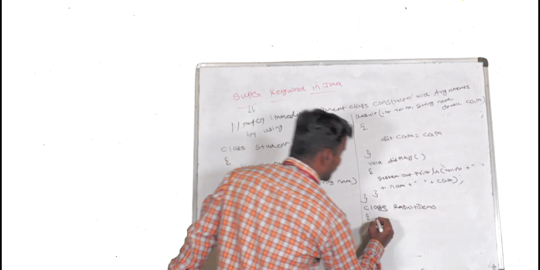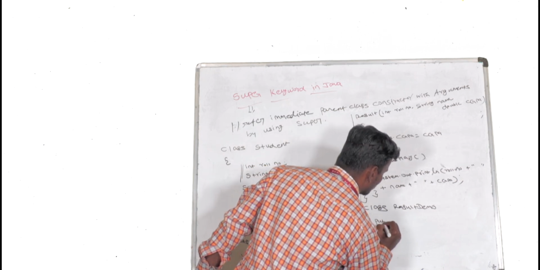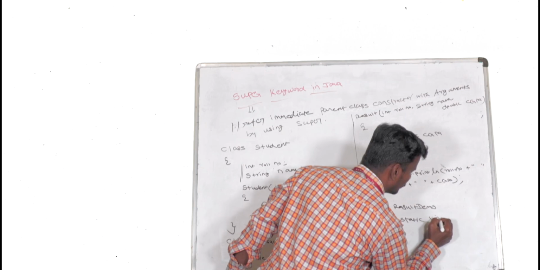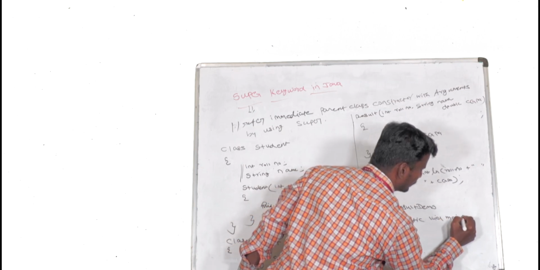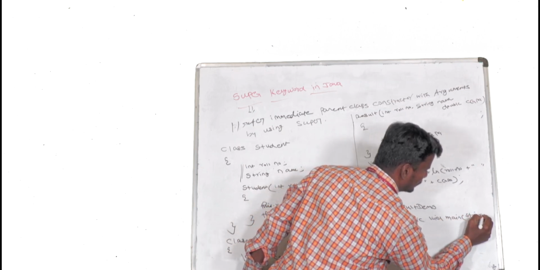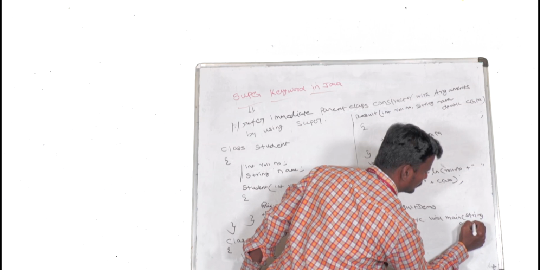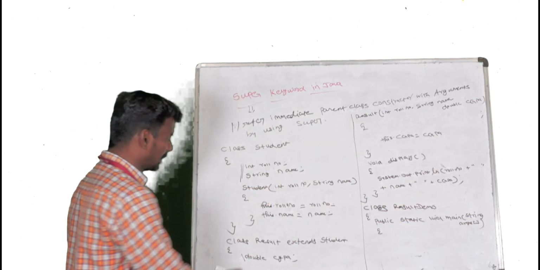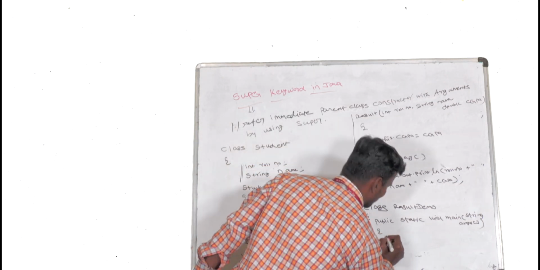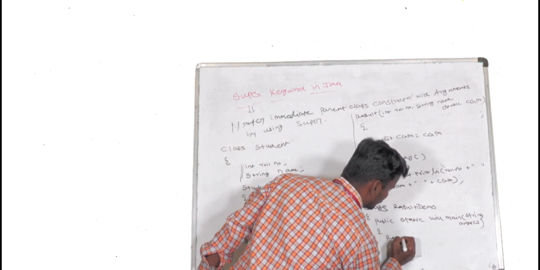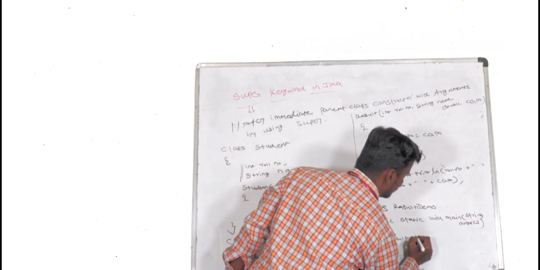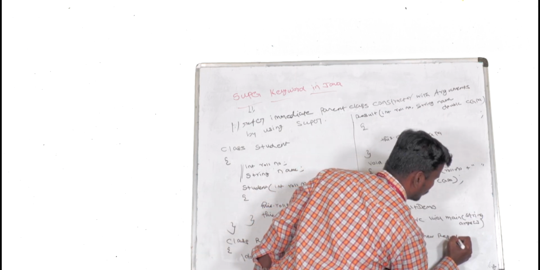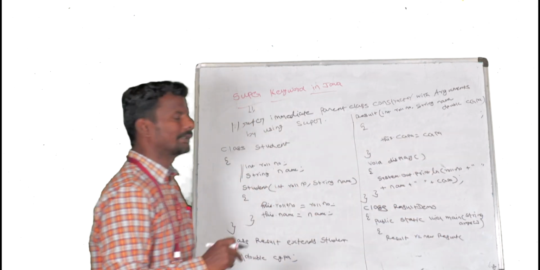and next define the main method, that is public static void main, String args. Now we have to create one object by using the child class name, Result. So the child class name is Result, r is equal to new Result. Now we are calling the constructors.